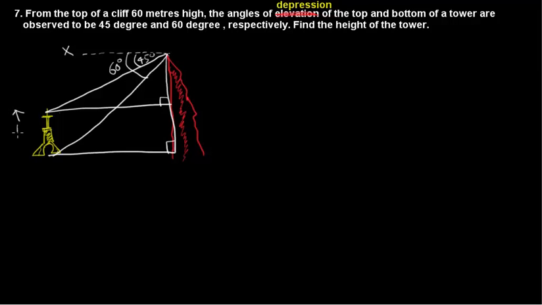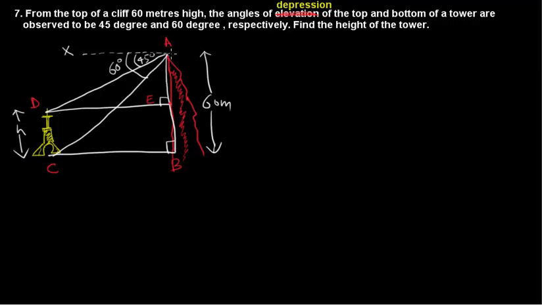Height of the tower. Okay, let us name the points A, B, C, D, and E. E is a point. And the cliff height is 60 meters.